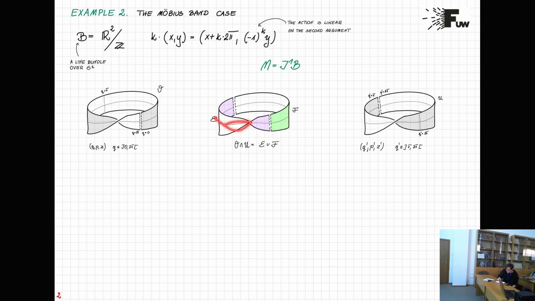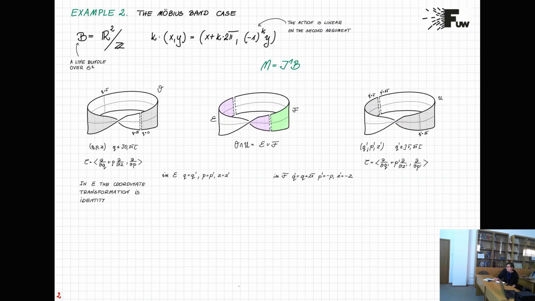So this is this purple part and this green part, and these are not connected. So let us look at the coordinates. We use the q coordinates on the circle, and the vertical coordinates will be called z. And since we are looking at jets, we will also have another coordinate, p, which is responsible for just the differential along the coordinate q.